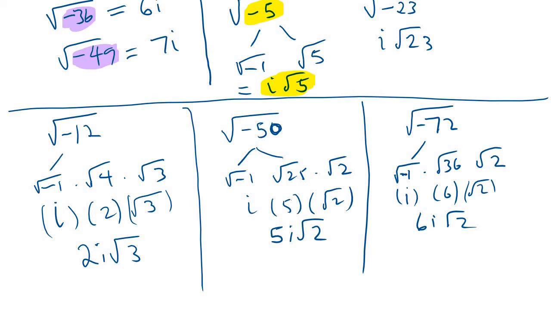So there you have it. You can take the square root of any negative number by breaking it up into the imaginary factor and the real factors. And there you have it.